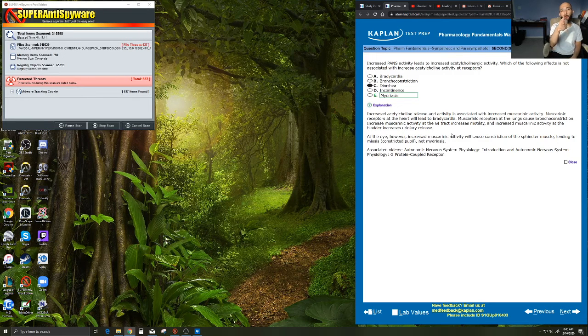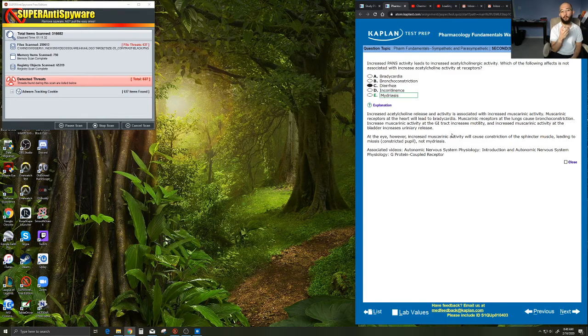So number one is bradycardia. Brady means slow and cardia means heart. It's referring to the heart. So slow heart means slow heart rate. And if you're resting and digesting, that makes sense why bradycardia is definitely going to be an effect of parasympathetic nervous system activity. Just so happens the vagus nerve plays a large role in that.